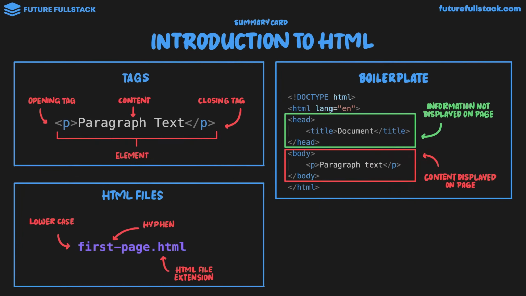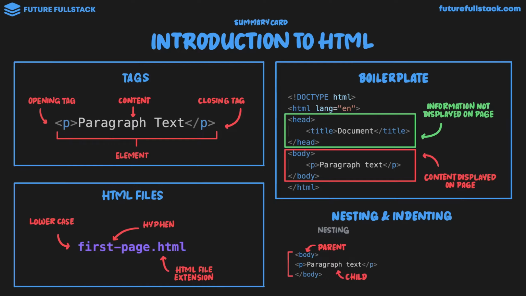So let's finish off by adding to our summary card. We looked at nesting and indenting. Nesting is the idea that HTML tags will wrap other elements, creating a hierarchical structure. Again, think of the Russian dolls. We introduced terminology of parent, which in this case are the body tags, as well as child, which in this case is the paragraph. Indenting is how we visually organize code to quickly identify the hierarchy of elements. In this case, the paragraph element is indented, clearly showing it is a child of the body tags.